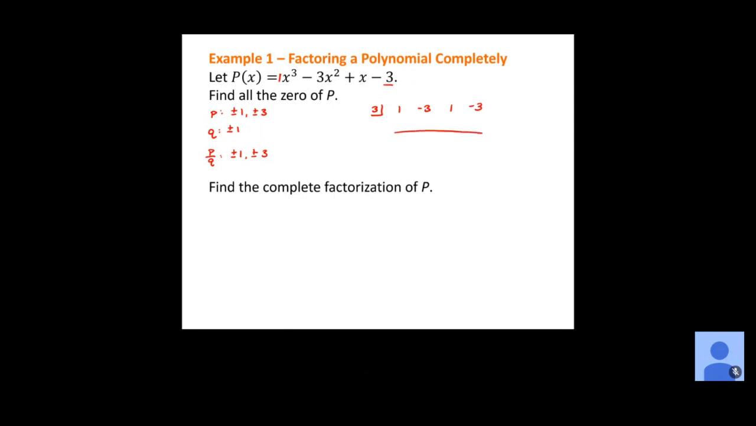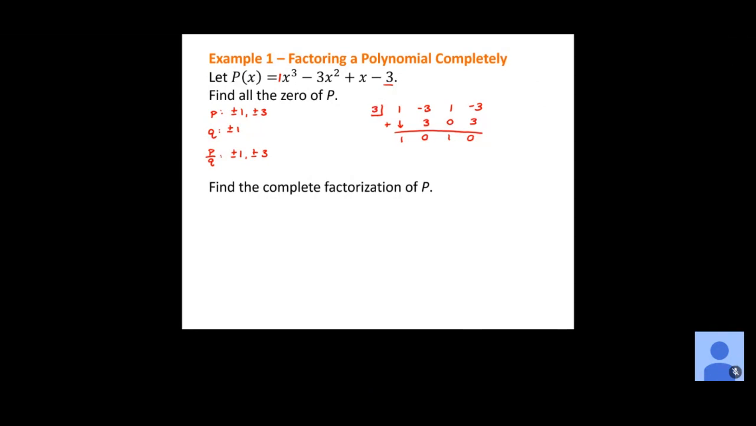Our first step here for synthetic division, remember, bring down the 1, and then we multiply. 1 times 3 is going to give us 3. Now we add. Negative 3 plus 3 should give us 0. 0 times 3, 0. 1 plus 0 is going to be 1. 1 times 3 is 3. And then negative 3 plus 3 is 0.